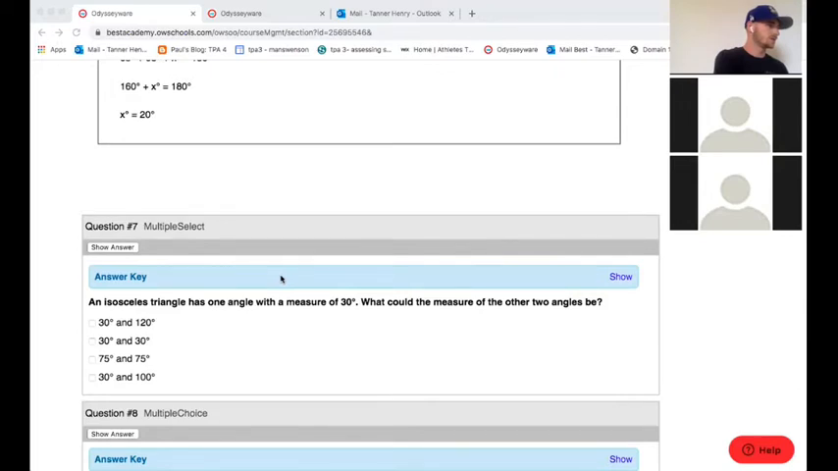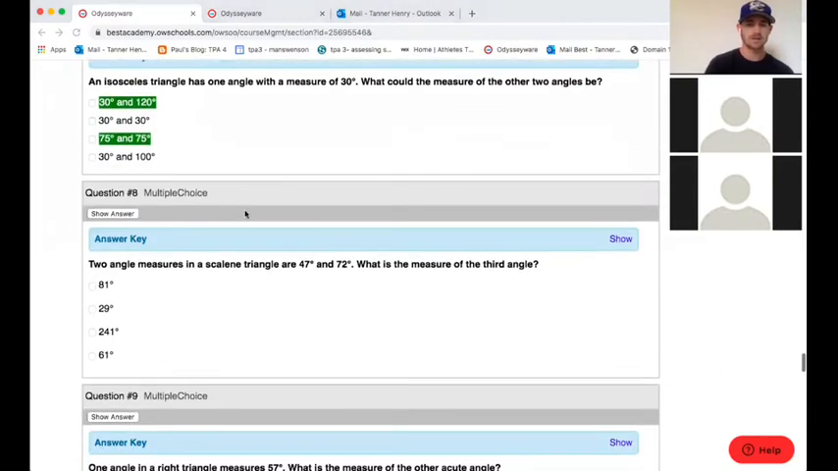Elijah, which one did you get that adds up to 180? The first one. Perfect. Is there any other one, Langston? The third one. Perfect. So when you add them up, you can do it in your head. 120 plus 30 is 150, plus 30 is 180. 75 plus 75 is 150, plus 30 is 180. Both of them make a triangle.